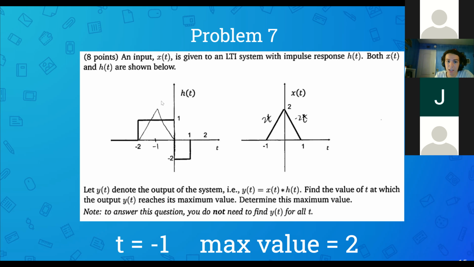So what you're doing here is you're just multiplying x of t by 1, because it's just 1 for every value where x of t is non-zero. So convolution then takes the area of that. And the area of that is the area of this triangle, which is 2. Any questions there?